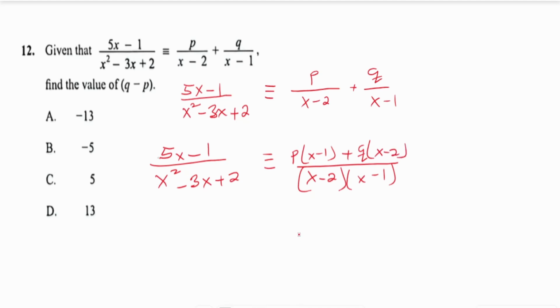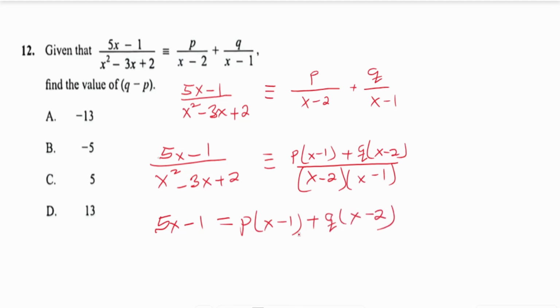Then now looking at this, when we expand the right hand side, we are going to have x squared minus 3x plus 2, which is the same as this denominator here. So we will say that the denominators are equal. And since the denominators are equal, we can equate the numerators and solve for p and q. So equating the numerators, you're going to have 5x minus 1 to be equal to p multiplying x minus 1 plus q multiplying x minus 2.